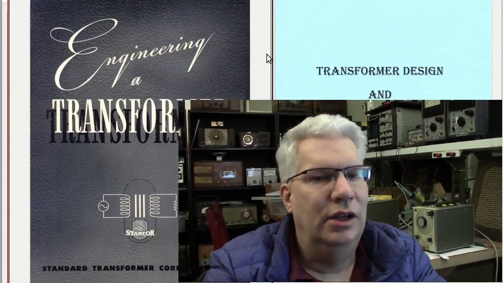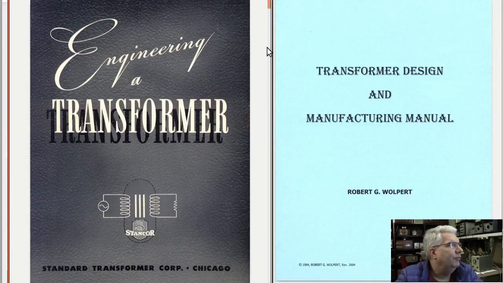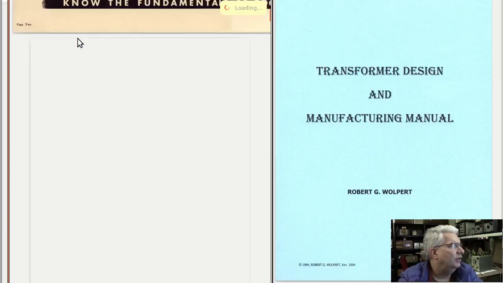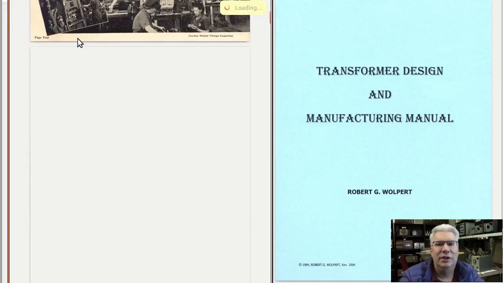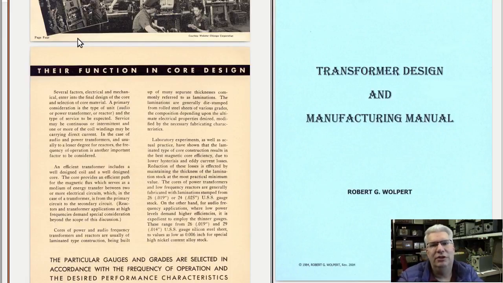So I'm going to cut over here to my screen capture. The two books I found, the first one was called Engineering a Transformer from Stancor Corporation, 1945. Half of this book is a description of how Stancor works as a corporation from a transformer perspective. It's a great historical reference. It shows a lot of pictures of the manufacturing line and what it looked like when people were doing their work. This is a really good book to be reading if you want to get interested in transformers at all.